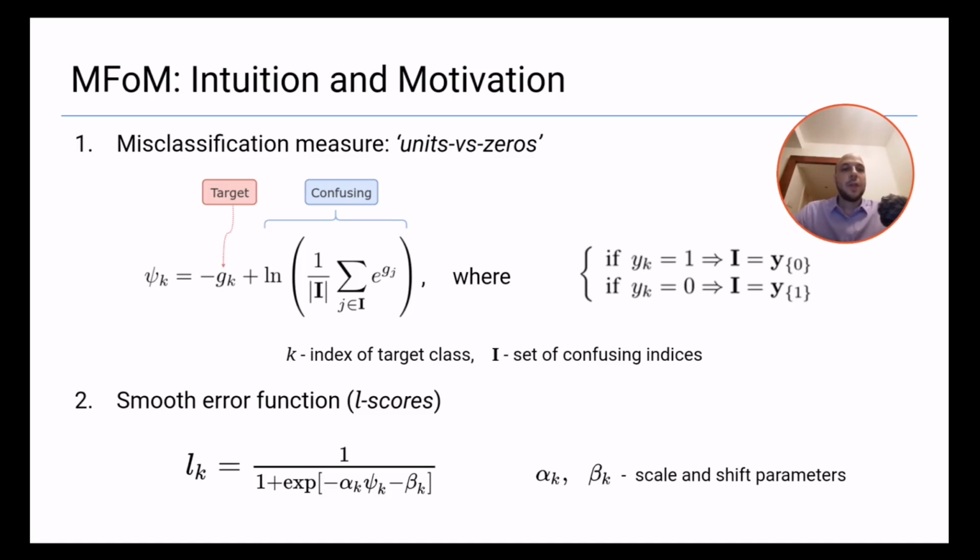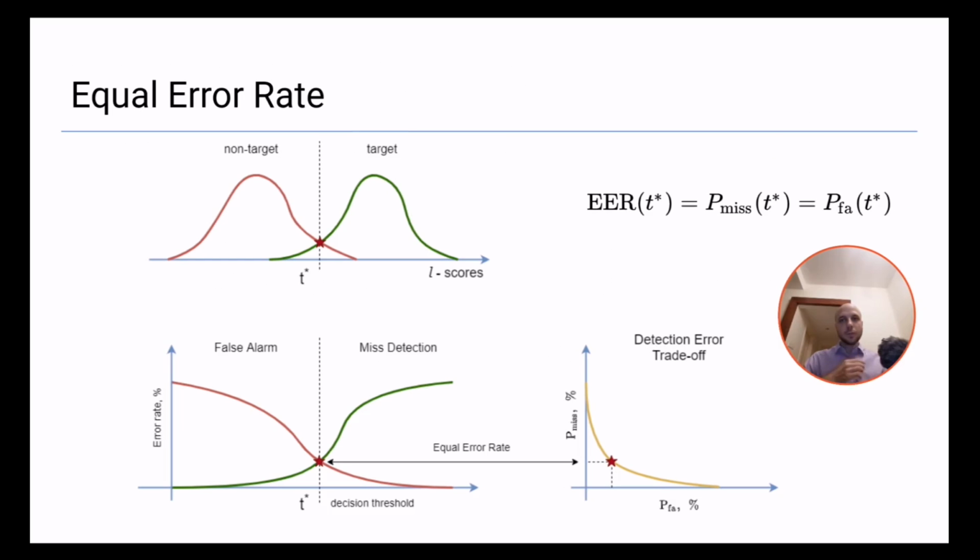On top of the misclassification measure, we apply a smooth error function, which we call L-scores. It can be any smooth function. In this case, we use the sigmoid function. It squeezes the misclassification score into the range of 0 and 1. We also have to notice that parameters alpha and beta are trained using backpropagation. Later we use these L-scores for error counts.